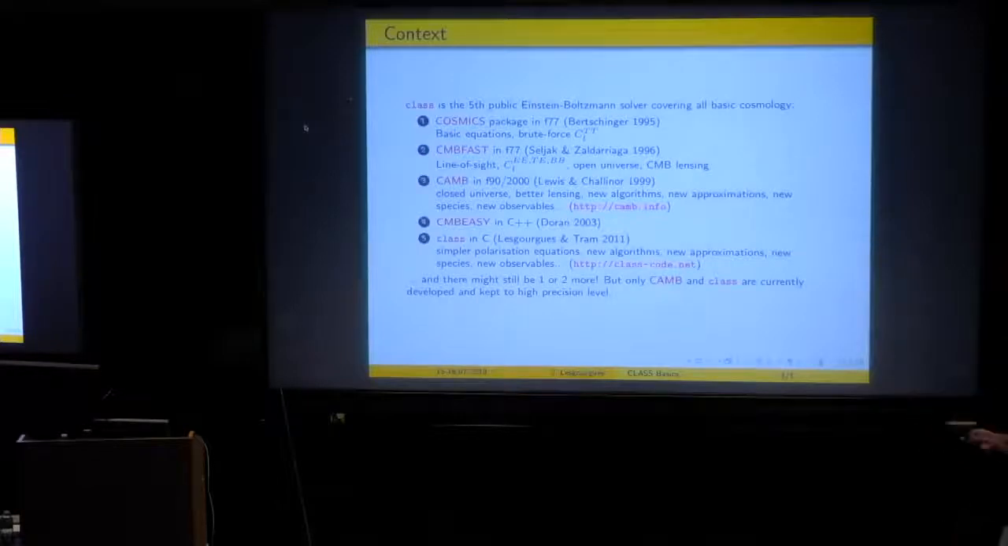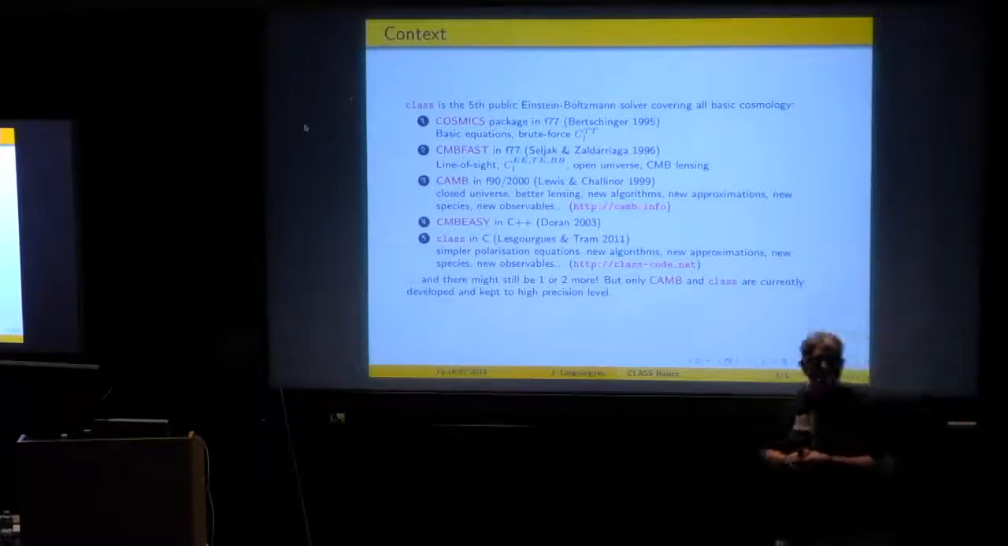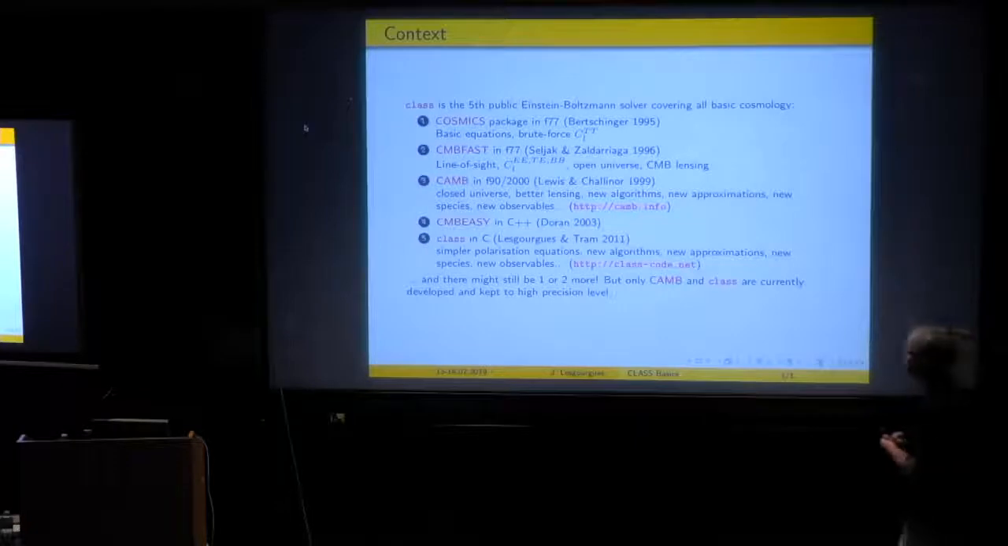So then we came with CLASS in 2011. I will give you what were our real motivation in the next slides. So this was done in an effort together with Thomas Tram. At that time, he was a PhD student visiting CERN, where I was working. He helped me a lot to complete the last stage of the writing of CLASS. And it was not just a rewriting. We came also with new physics, new features, and these are things I will present in the next lecture.